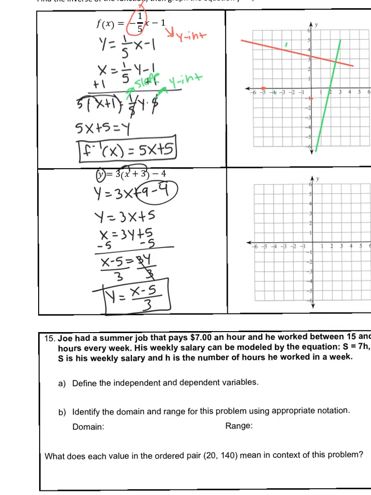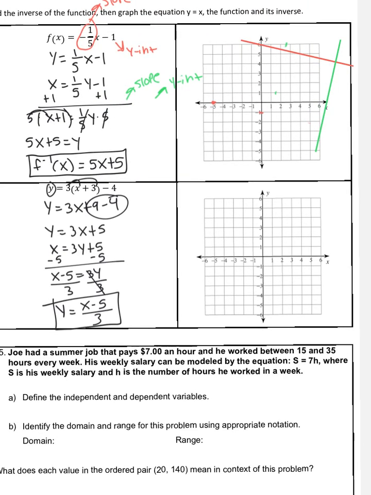So when I'm graphing my original function, I'll circle that in red. My y-intercept is 5. And then I'm going to rise 3 and run 1, but since I can't represent that, I'm just going to go down 3 and over 1.